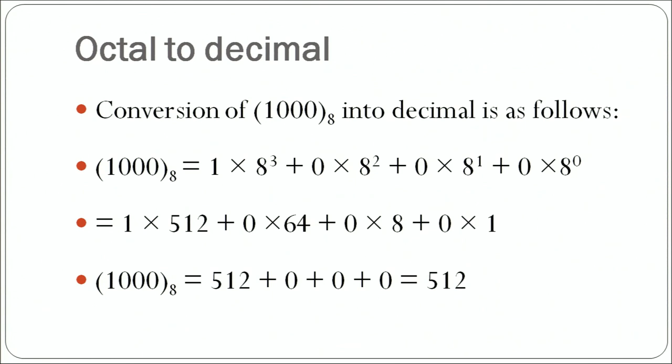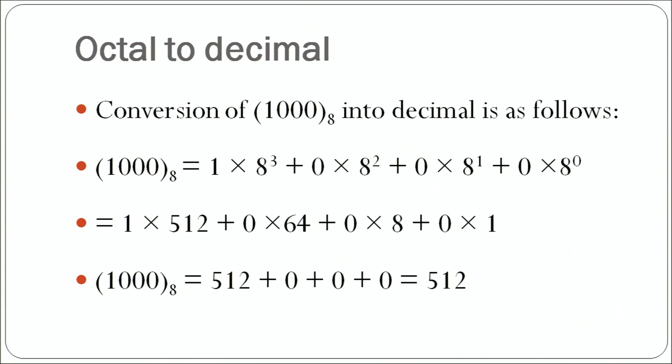We take the first digit, which is 1. We multiply it by 8 raised to the power of the number of digits left in the actual number. So here it is a 4-digit number. After 1, 3 digits are remaining. So we raise this 8 to the power 3.